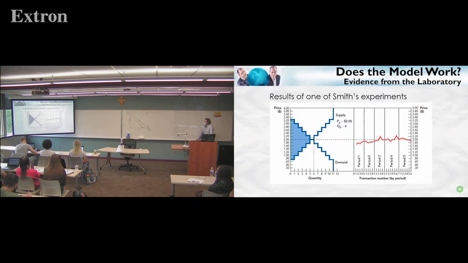So what happened? Here are the results from one of Smith's remarkable experiments. The demand and supply curve calculated by Smith are shown here on the left. The model predicts an equilibrium price of $2 and an equilibrium quantity of 5 or 6 units. What actually happened is shown on the right. The actual market price quickly went to $2, or very close to it. The market quantity quickly went to 5 or 6 units. And we're over. Exactly as predicted by the model.